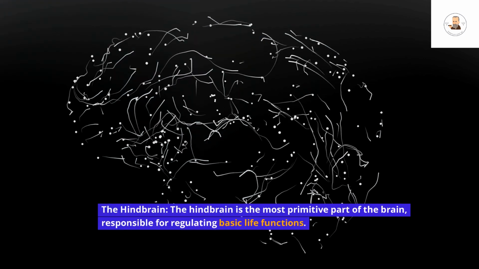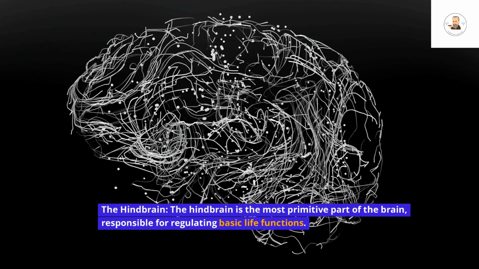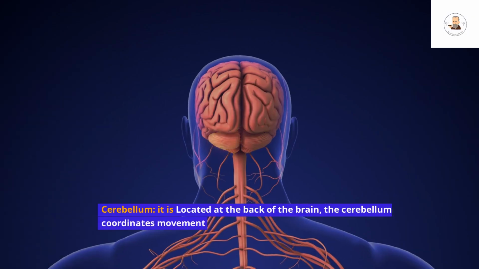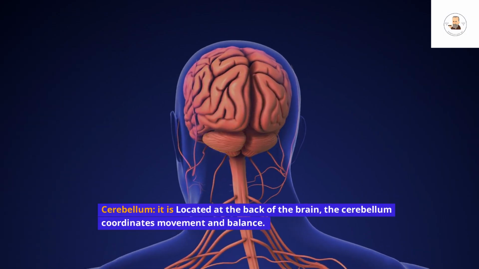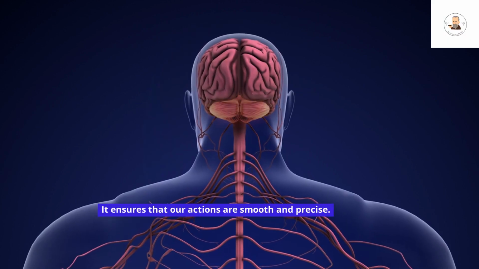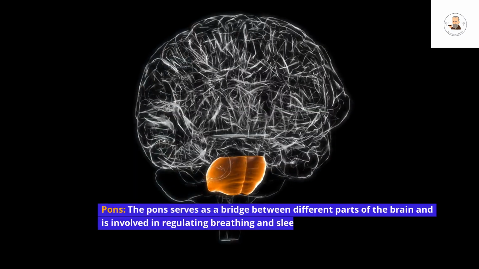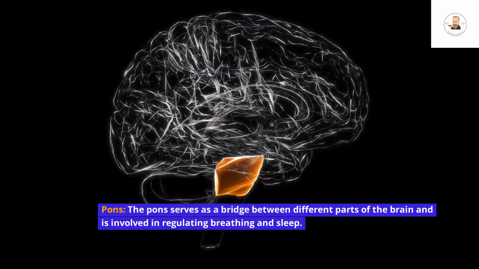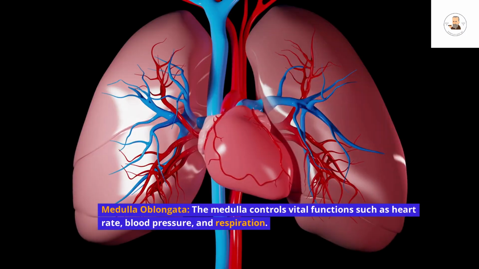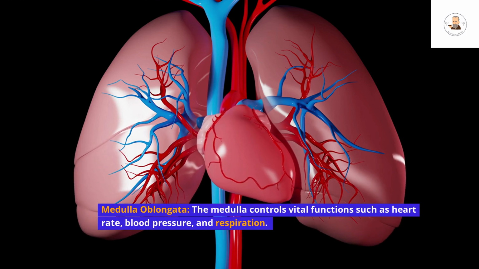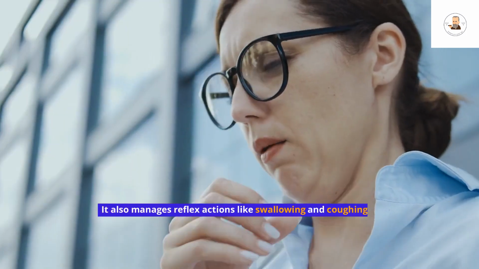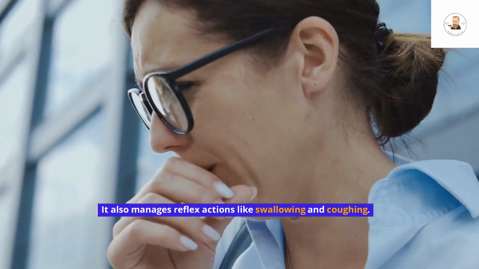The hindbrain. The hindbrain is the most primitive part of the brain, responsible for regulating basic life functions. Cerebellum. It is located at the back of the brain. The cerebellum coordinates movement and balance. It ensures that our actions are smooth and precise. Pons. The pons serves as a bridge between different parts of the brain and is involved in regulating breathing and sleep. Medulla oblongata. The medulla controls vital functions such as heart rate, blood pressure, and respiration. It also manages reflex actions like swallowing and coughing.